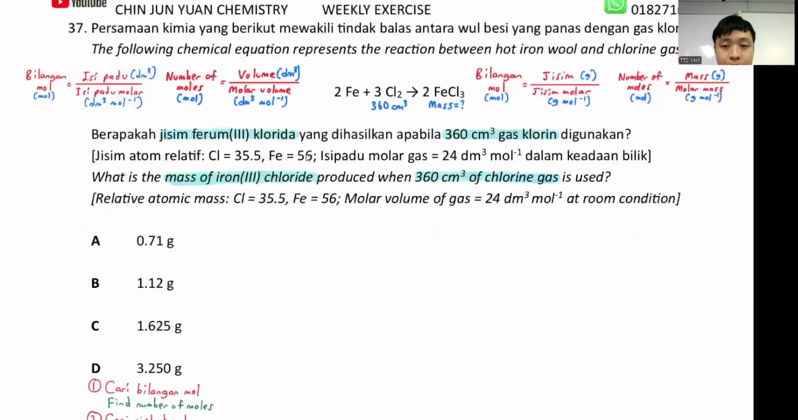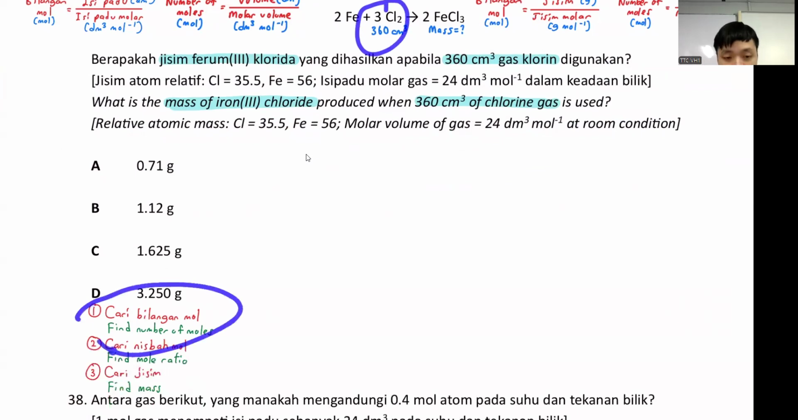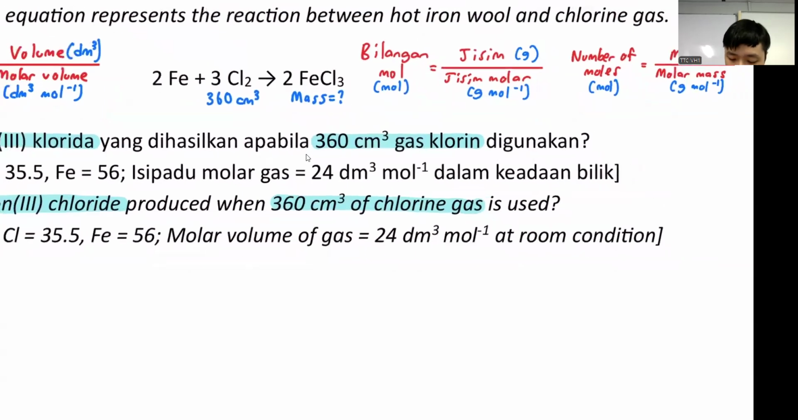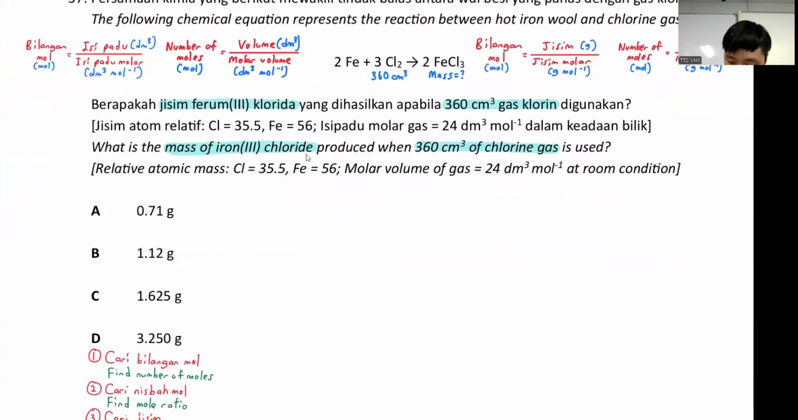So what do you do? First step, find mole first. Again, you always follow the 3 steps: find mole, find ratio, find the thing that you want to find. First thing, 360 cm cube. First step, number of mole of Cl2. In Malay you put bilangan mole.